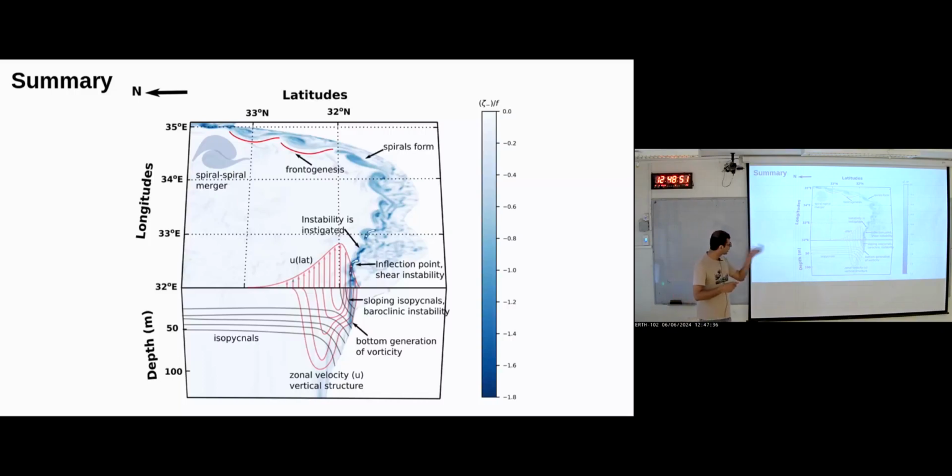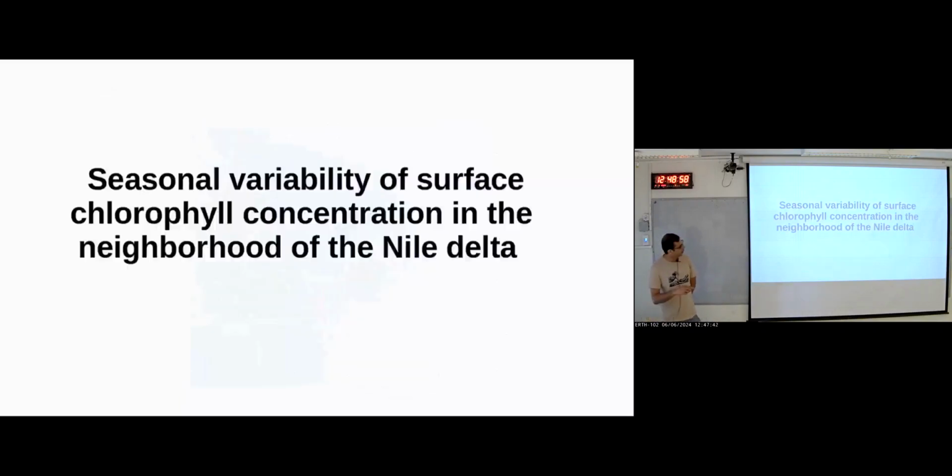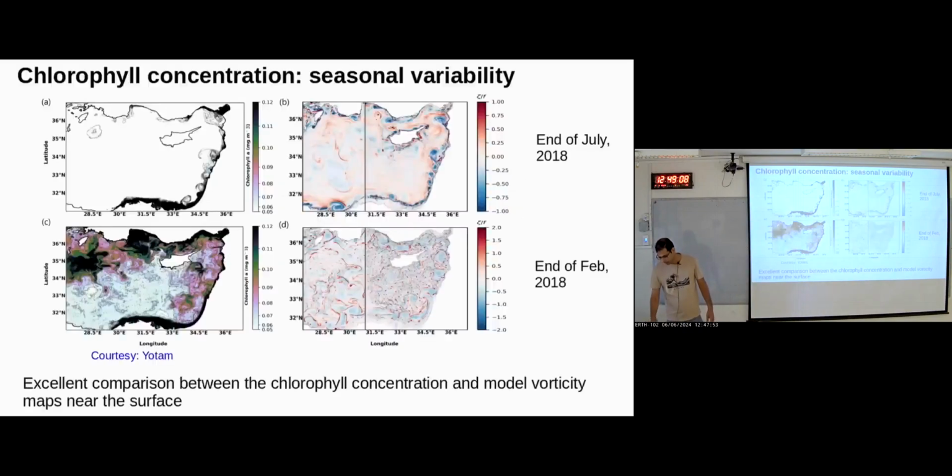So basically this is what I wanted to talk about in terms of boundary current instability. Now moving on to the seasonal variability of the surface chlorophyll concentration in the neighborhood of the Nile Delta. In this section, all the chlorophyll analysis, the results that I will show, was done by Yotam.